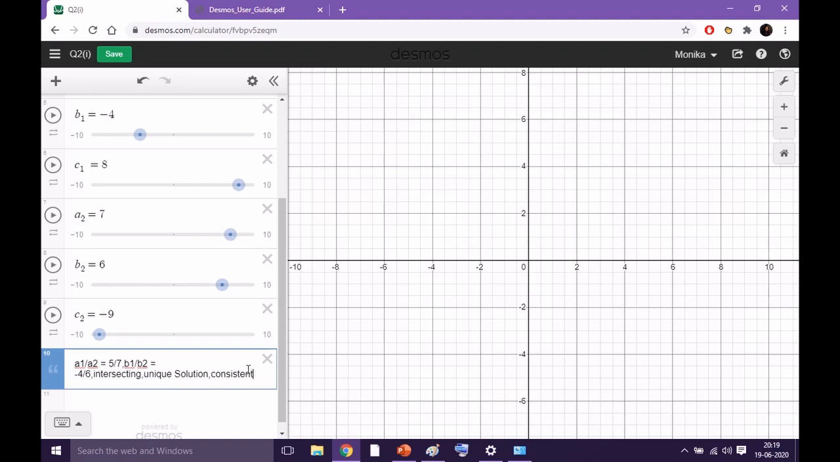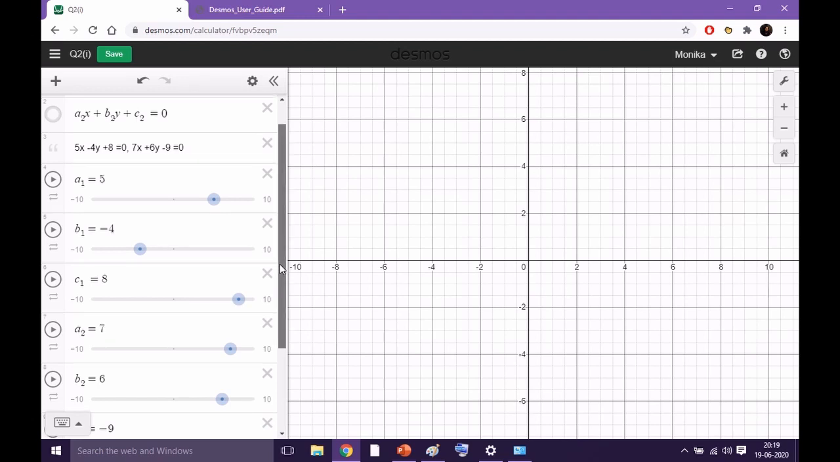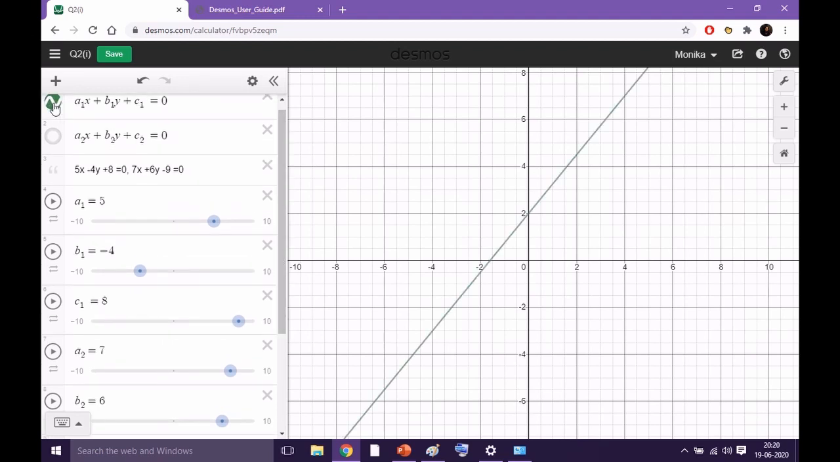If we have a solution, you will say that this system of equations is consistent. Clear? Now I will show why I am saying that this will have a unique solution. We will check what type of lines we are getting here. If you check the lines, the first line is this one and the second is this one. In this we are getting lines that are intersecting.